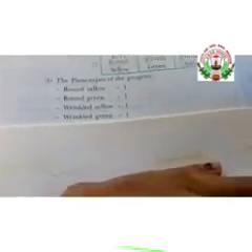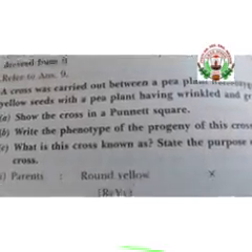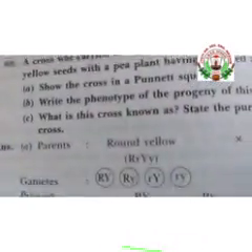The next question is, write the phenotype of the progeny of this cross. Phenotypes of the progeny will be round yellow, you can see from the Punnett square itself, round green, wrinkled yellow and wrinkled green. And the third question is, what is this cross known as? State the purpose of conducting such a cross.